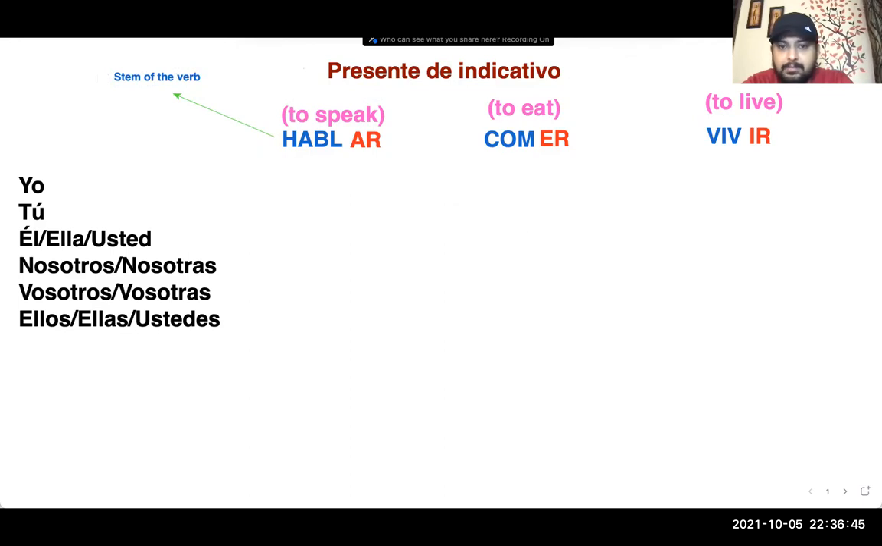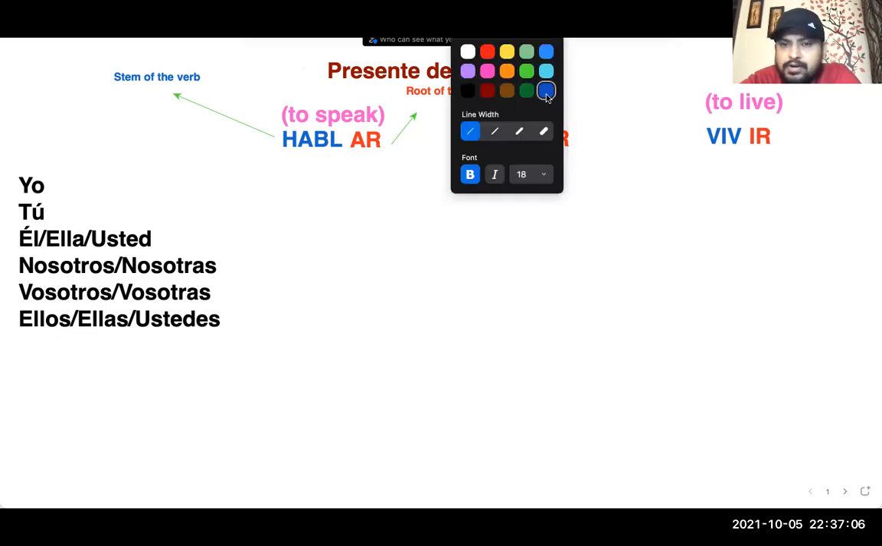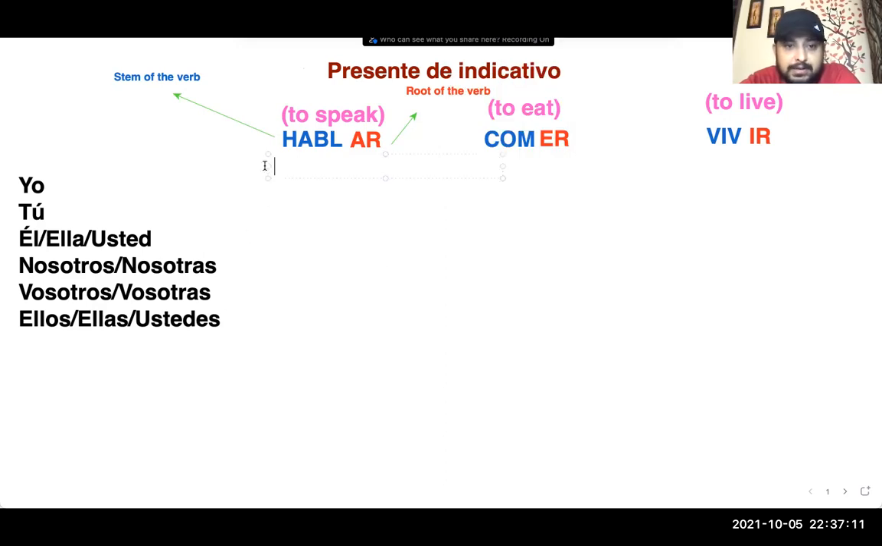The same thing applies to comer and vivir. And this part is called the root of the verb. So for regular verbs, we only make changes in the root. The stem remains the same. What does it mean that the stem remains the same if we only make changes in the root? I'll explain. So this is the root, this is the stem.